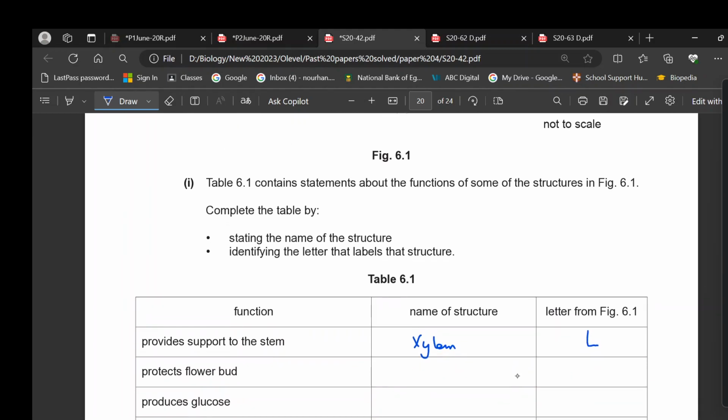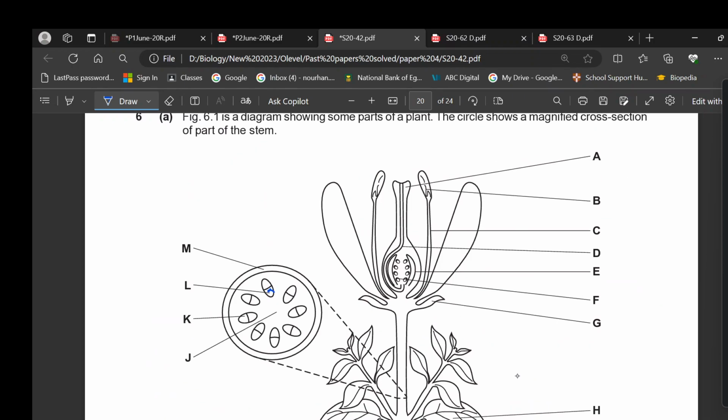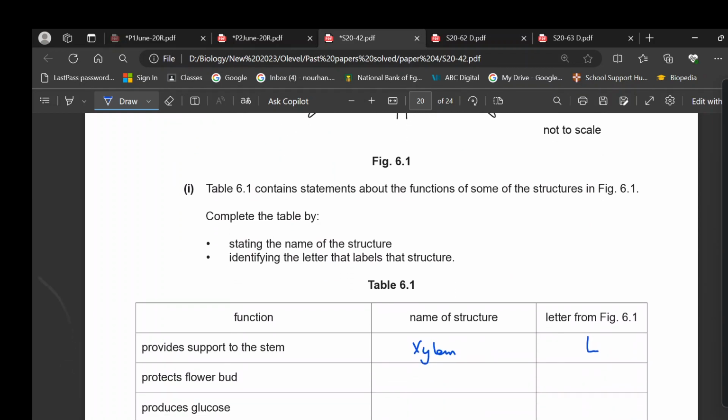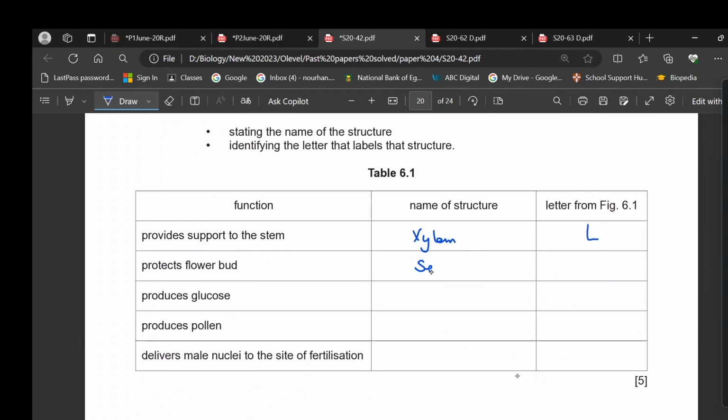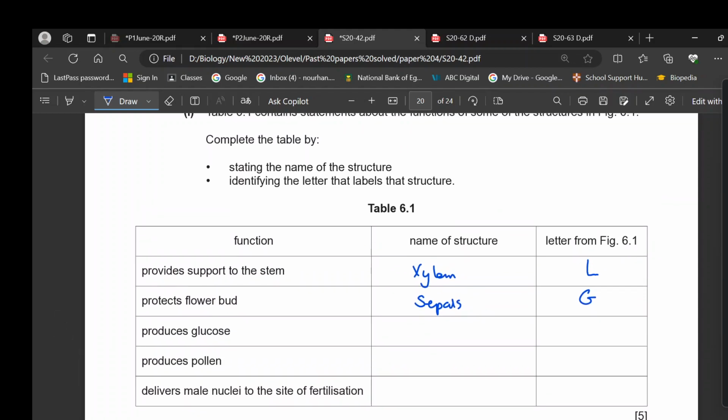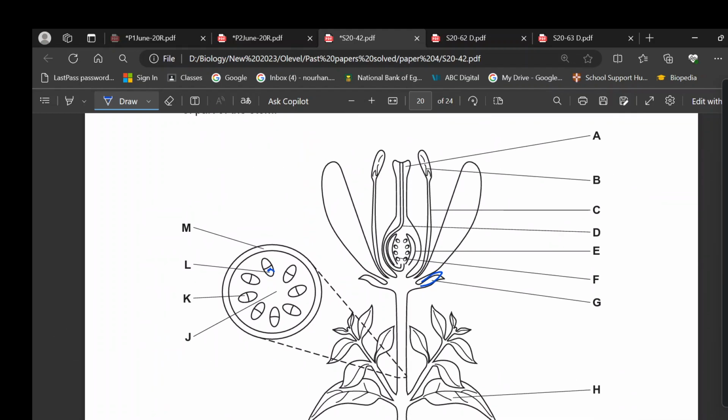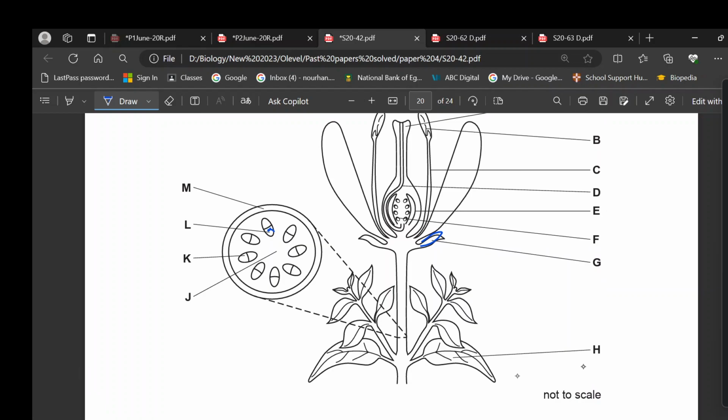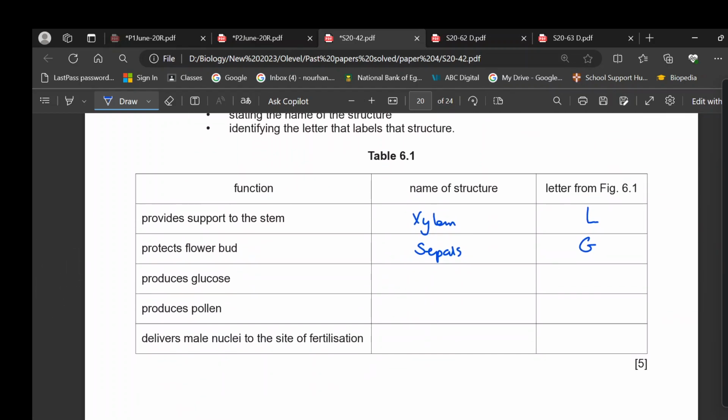Okay. What protects the flower while it is a bud? The sepals, which are the small green leaves. So we will write sepals and G. Produces glucose. Of course, this is the leaves. Produces glucose by photosynthesis. It is the leaf and H. Produces pollen.